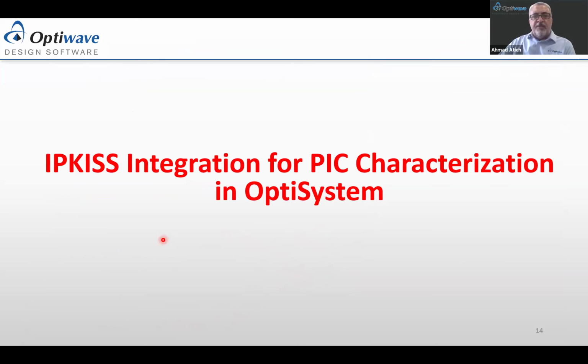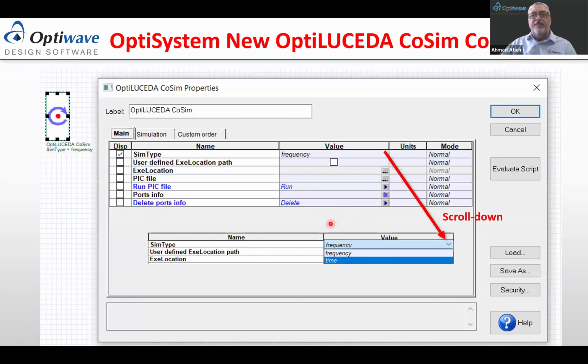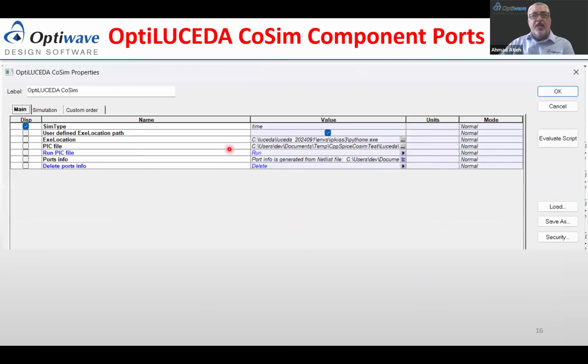Now, as Nirav was saying about IPKISS creation of this photonic integrated circuit, we can take this design of the photonic integrated circuit into OptiSystem and try to do a system level characterization. So we have this component called OptiLuceda, and you can run it in the time domain or frequency domain. And once you set up your domain of calculation, you have to have IPKISS software on your machine, so you can enable a path for that software.